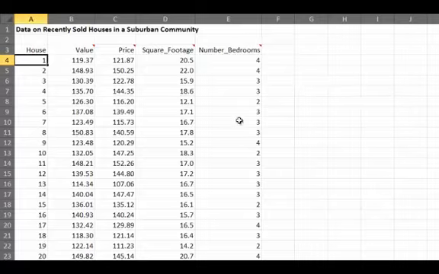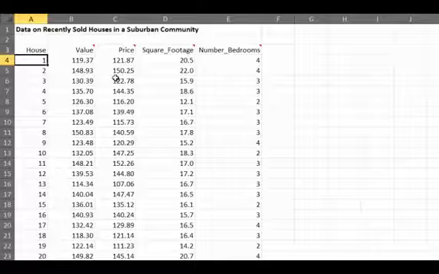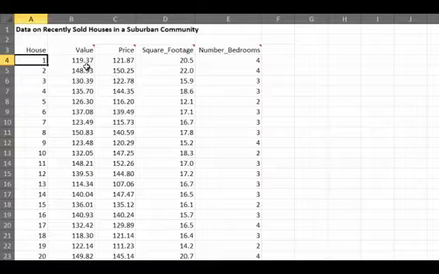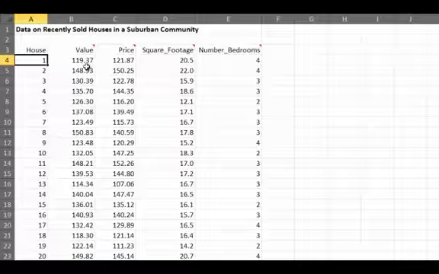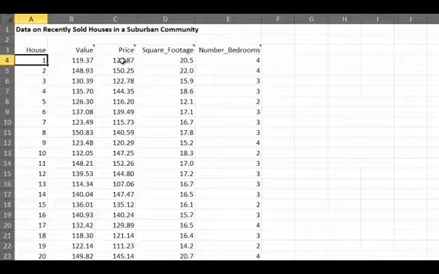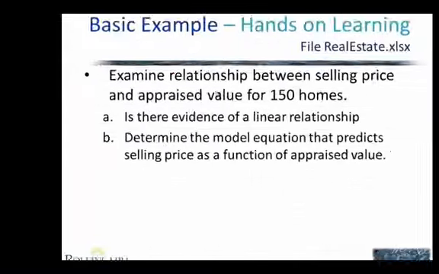But we're interested primarily in looking for a linear relationship between selling price and appraised value, and to try to predict the value of selling price based on the appraised value. This means that we're going to try to come up with an equation that says price is equal to some function of appraised value. So price ultimately will be our dependent variable, or our response variable.